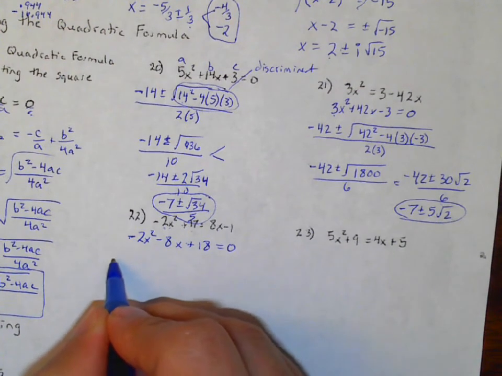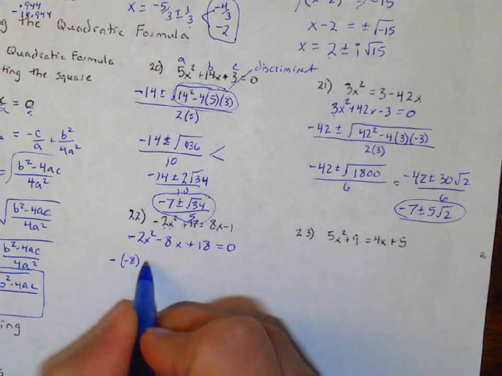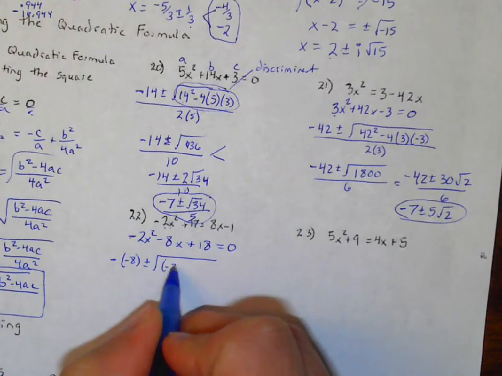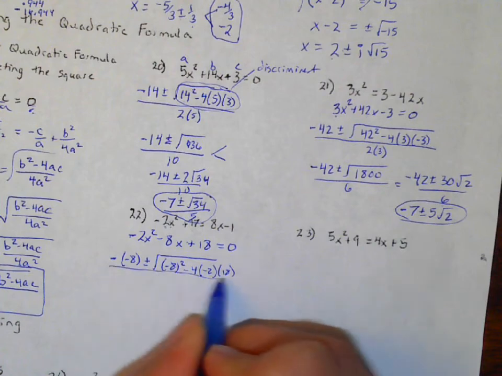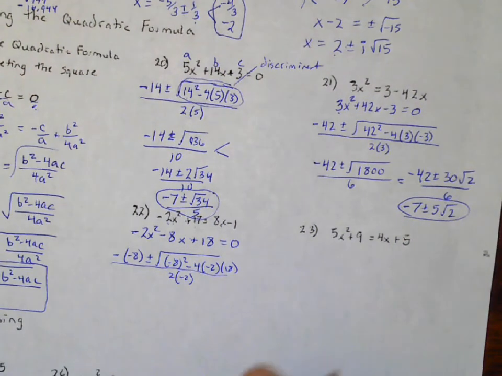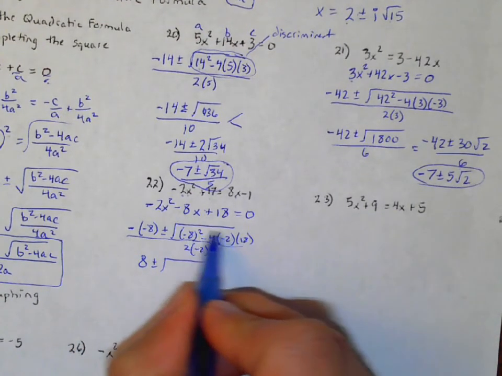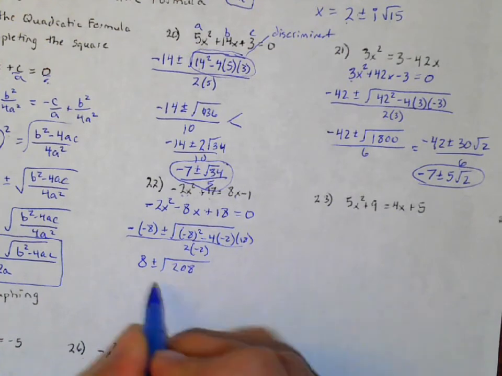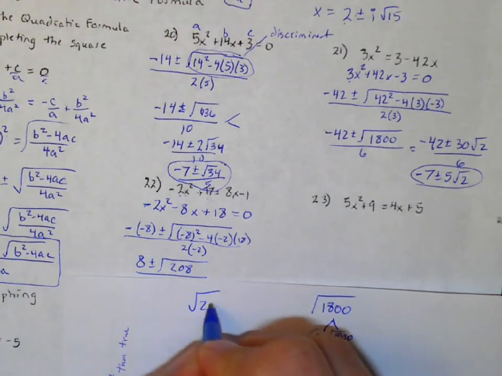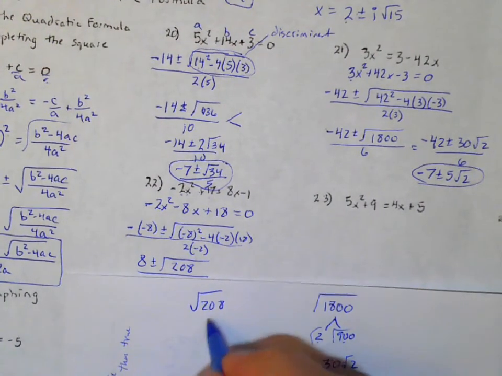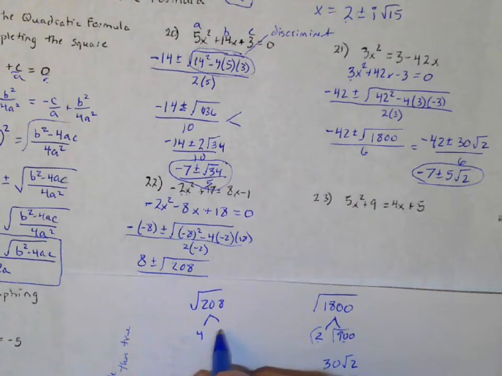Okay, so we go negative b. I kind of want to do that just to show you this here. Plus or minus the square root of b squared minus 4 times a times c, divided by 2 times a. Okay, so we get 8, and if you work out the discriminant, that comes out to be 208 over negative 4. Okay, the square root of 208, oh man, I don't really know, so I'm going to break it down. 208, let's say 4. Okay, so 4 and 52.